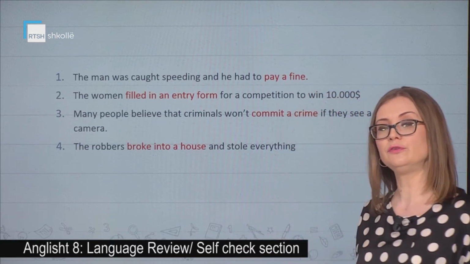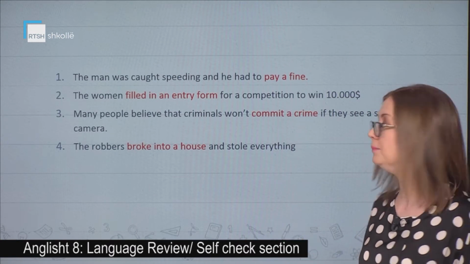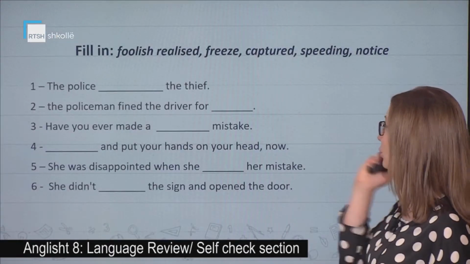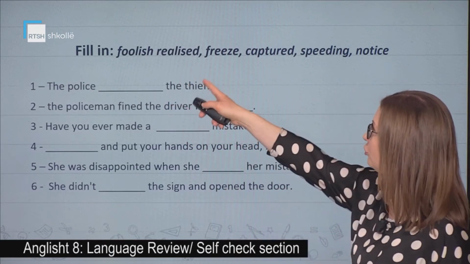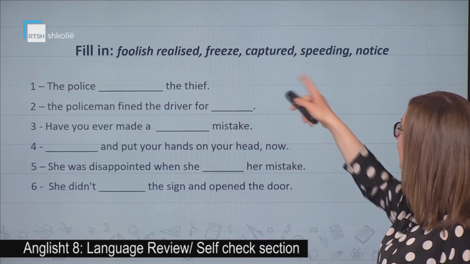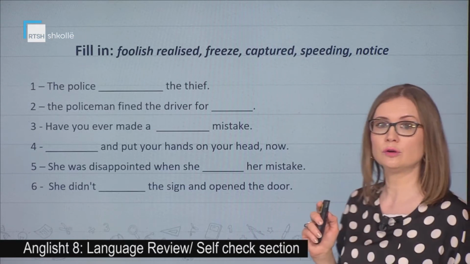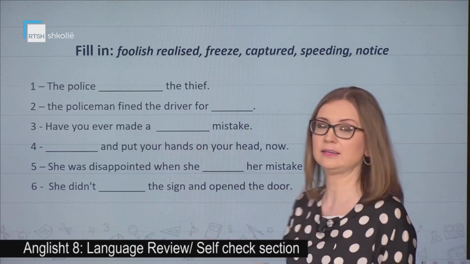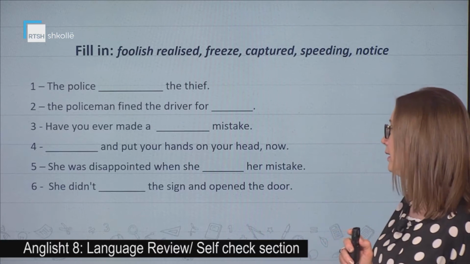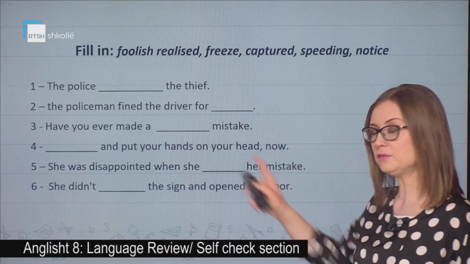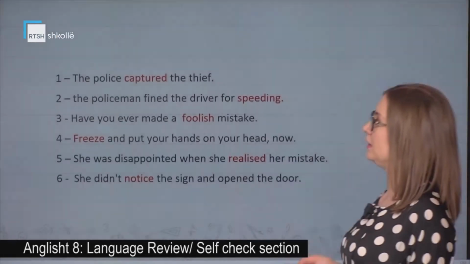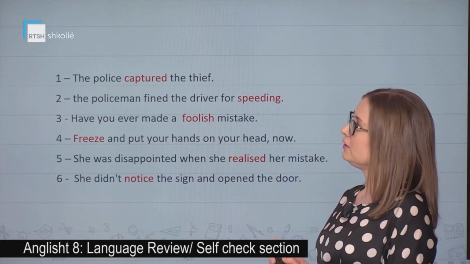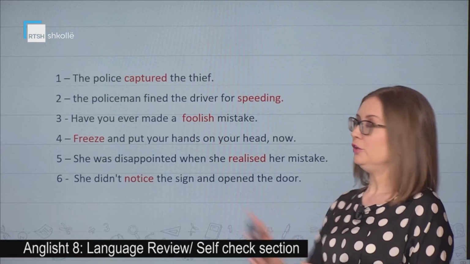You can use other phrases to form sentences. And let's continue with another exercise. We're going to fill in with foolish, realized, freeze, captured, speeding, and notice. We have 6 sentences here to fill, and we have to put one of these words in each of the sentences. Let's begin. The police captured the thief.